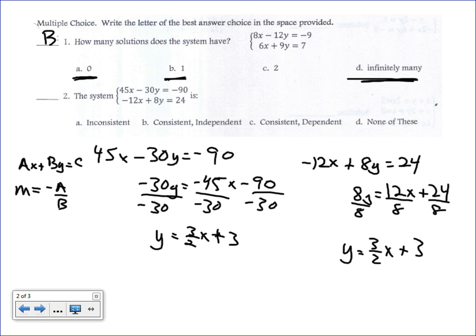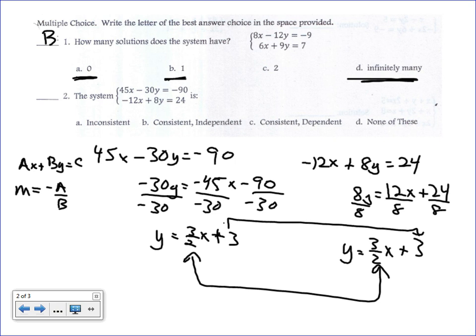So again, these two equations have the same slope. They have the same y-intercept. So even though they're camouflaged, even though they look different, because they have the same slope and the same y-intercept, they're the same line. So we say they're the same line by saying it's C, consistent and dependent. Questions?